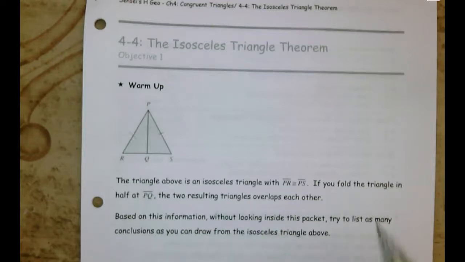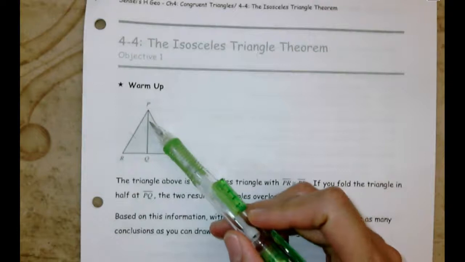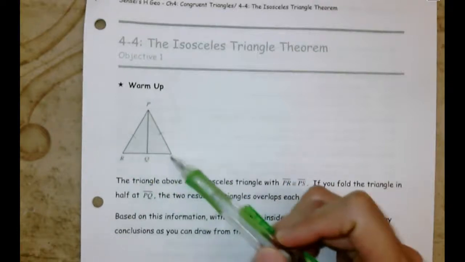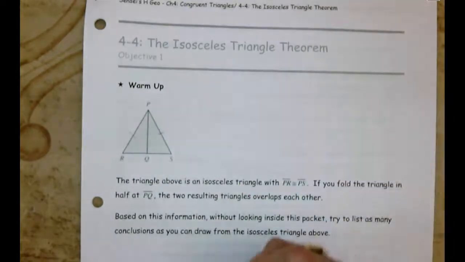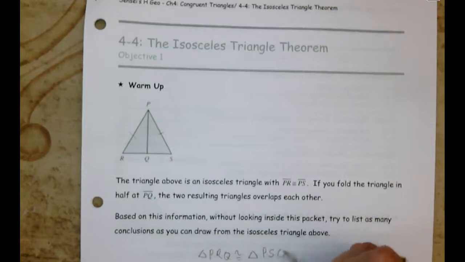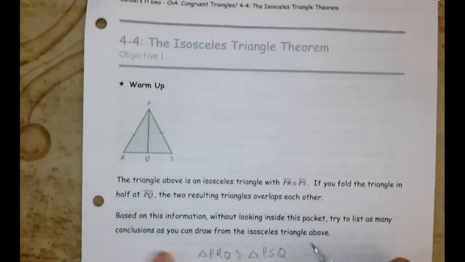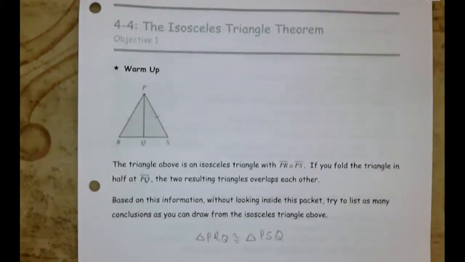So one of the things, for example, that I want you to think about is that this is going to overlap with this, so that means these are congruent, right? So that's one thing that you can observe. Triangle PRQ is congruent to triangle PSQ. And from there, there are a lot of things that you can conclude. So I want you to list them all that you can think about, okay? And you will see more of that in the packet.